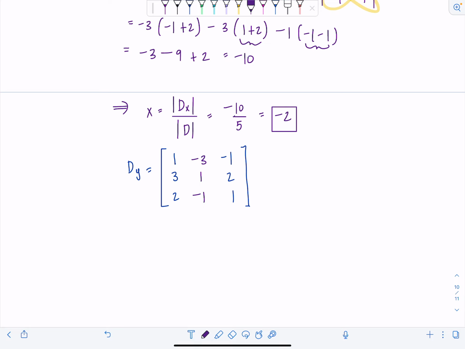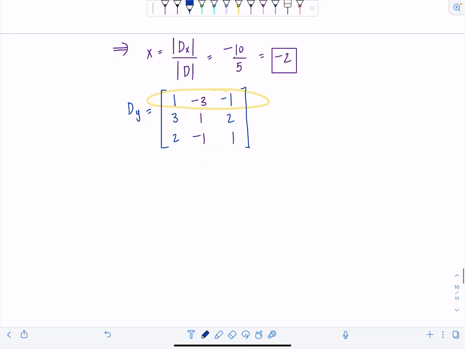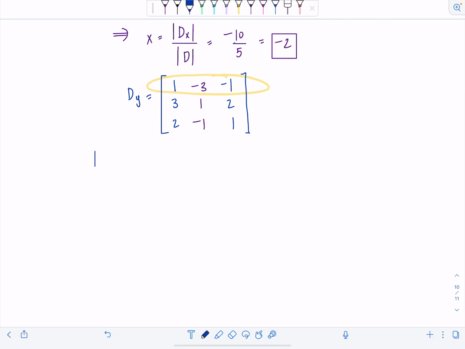Okay, looks good. So now let's take the determinant. I'm just gonna stick with row 1. Do what you want, even do the alternate method. Give that a go. So determinant of d sub y is gonna be 1 times this entry, and then now delete this row, this column, multiply by the determinant that remains. 1, 2, negative 1, 1.